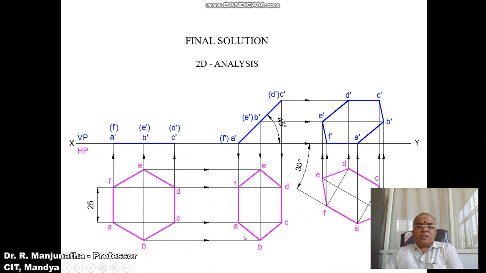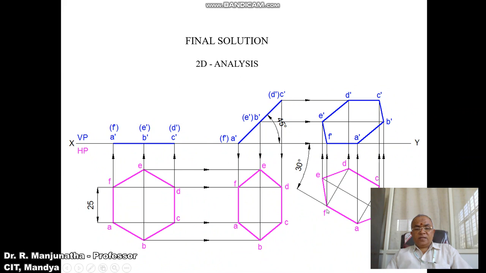Therefore, you reconstruct the second position top view by rotating at an angle of 30 degrees with respect to VP in the third position. To do that, first you consider any point and draw a horizontal line. By using the protractor with F as center, you mark this point as F. With F as center, with respect to the horizontal line, you measure an angle of 30 degrees below the horizontal line and draw an inclined line. Then you measure the distance from F to A by using the compass and transfer it onto this 30 degree line, and you mark this point as A.